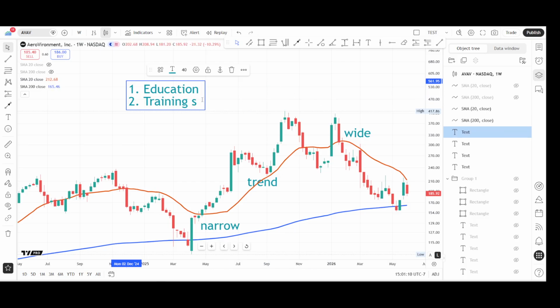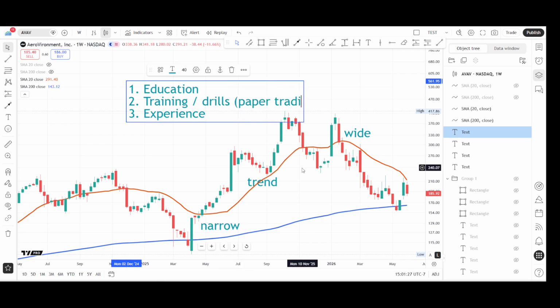All right. So you're in education phase. You're going to go through training and you're going to do drills. The third phase is you're going to get experience. One of the things that you're going to get in the training phase is you're going to run a paper trading account. I showed you how to do that in the TradingView setup video. You can set up a paper trading account. You can trade fake money as if it was real. And you can learn how to trade. And also, you're going to get experience doing that.